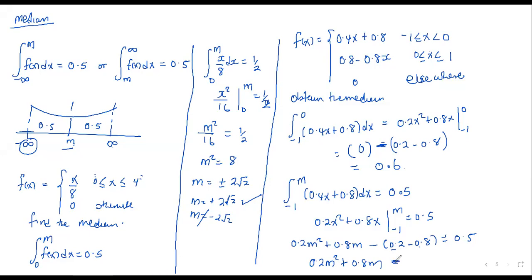So it becomes minus, or plus, 0.1 is equal to 0. You can put this in a calculator and get the answer, but on paper, you have to show the working. So this is the same as 2m squared plus 8m plus 1 is 0. Put this in a calculator.